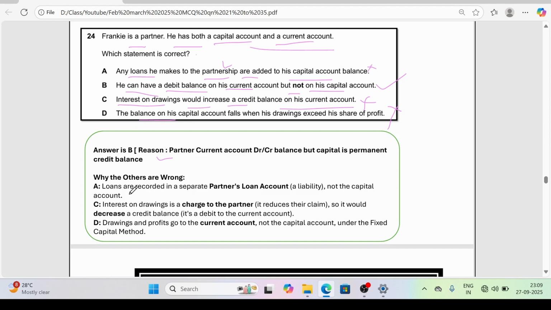Option A, loans are recorded in a separate partner's loan account. It's a liability, not in the capital account. Then option C, interest on drawings is charged to the partner. It reduces their claim, so it would decrease the credit balance. It's a debit to the current account. Then option D, drawings and profits go to the current account, not the capital account, under the fixed capital method. That's why option B is the right answer.